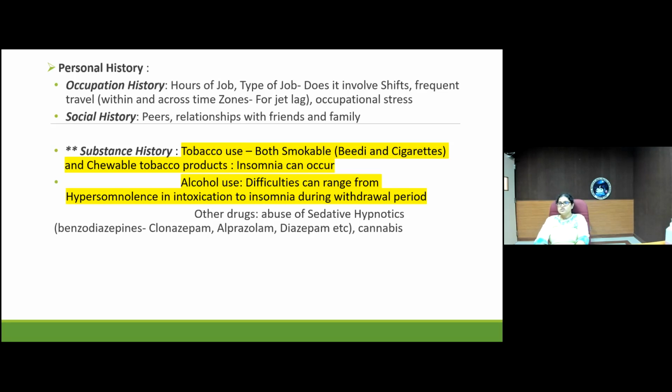Other drugs such as abuse of sedative hypnotics, such as clonazepam, alprazolam, diazepam, is very common. Cannabis use and opiates, like we discussed earlier. Opiates themselves can lead to several sleep disorders such as central sleep apnea.